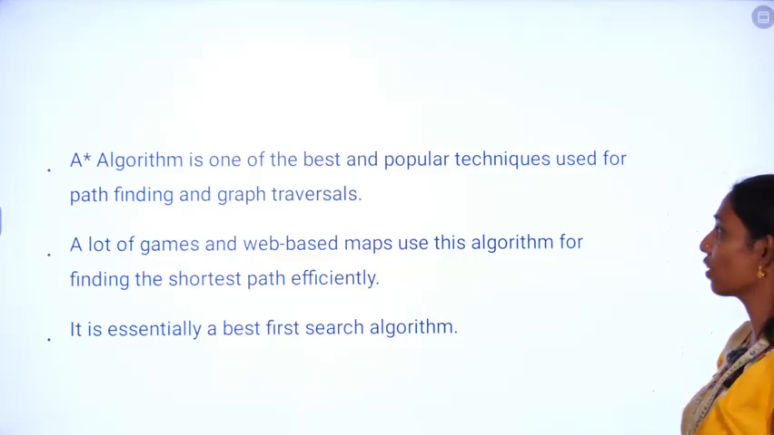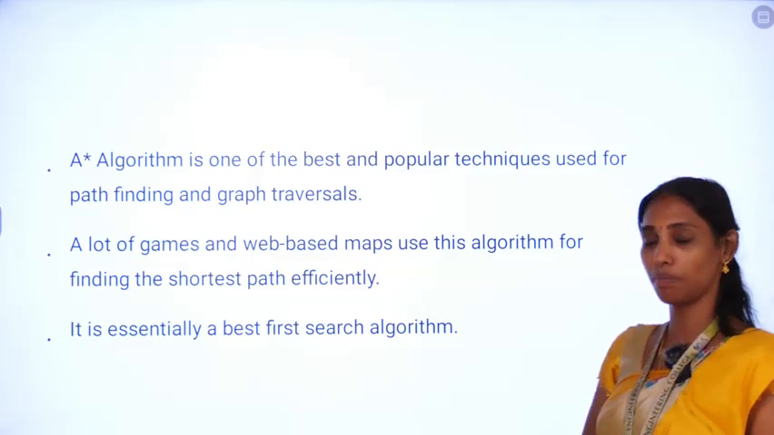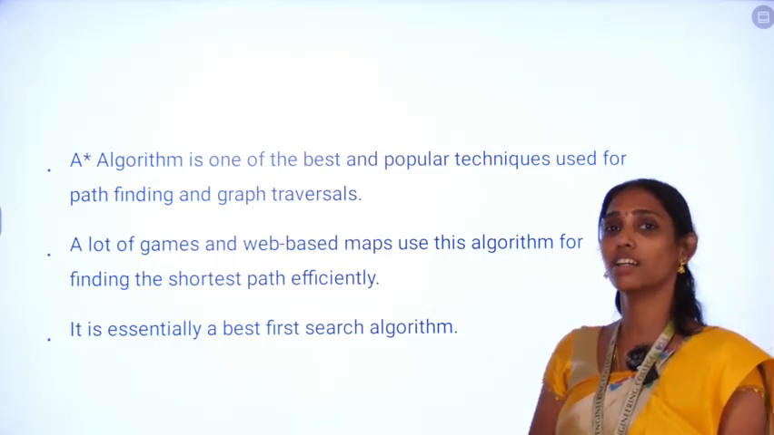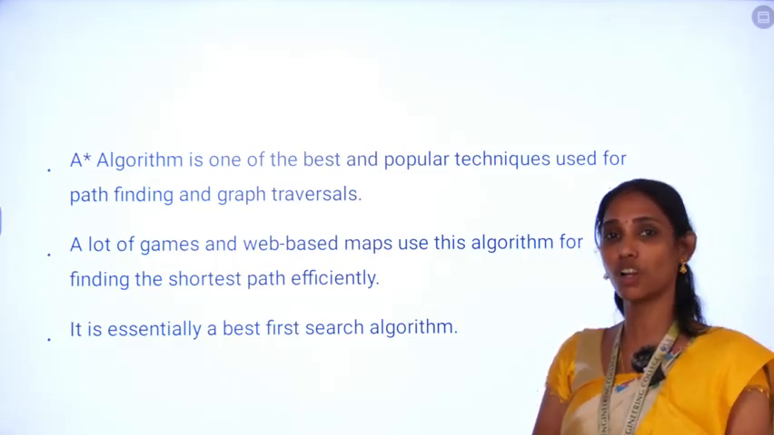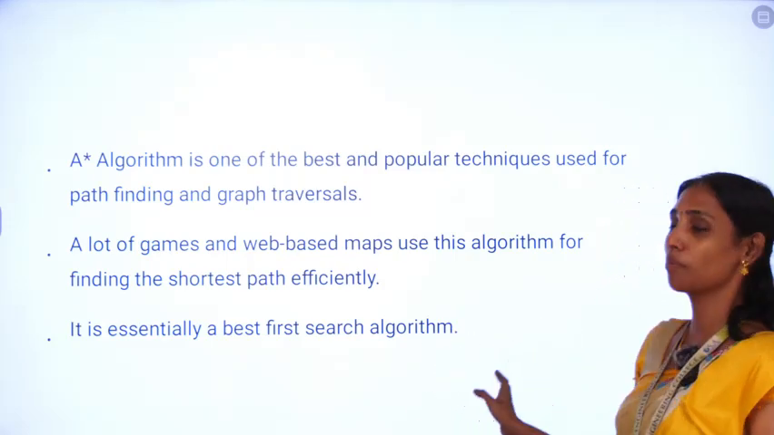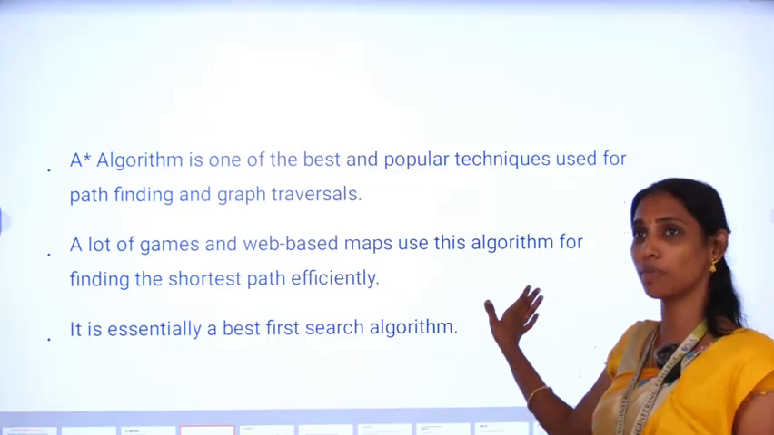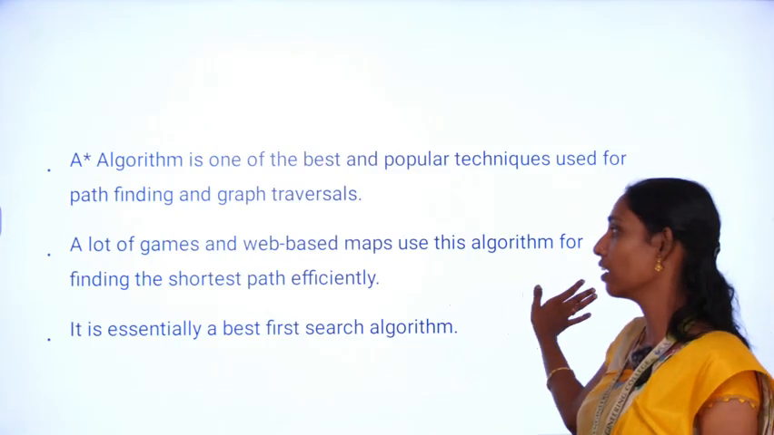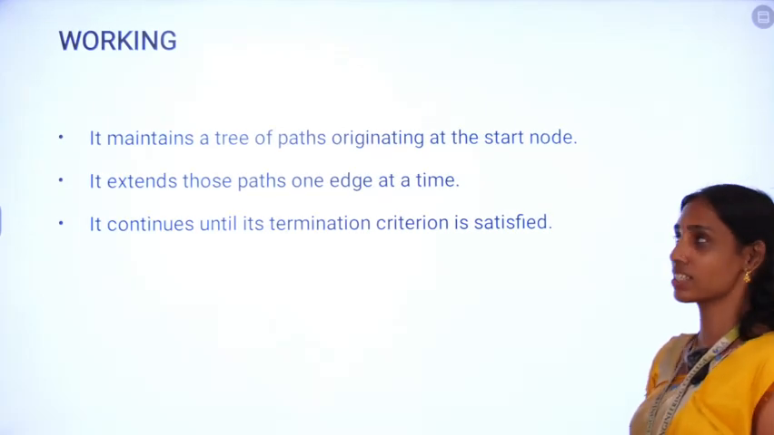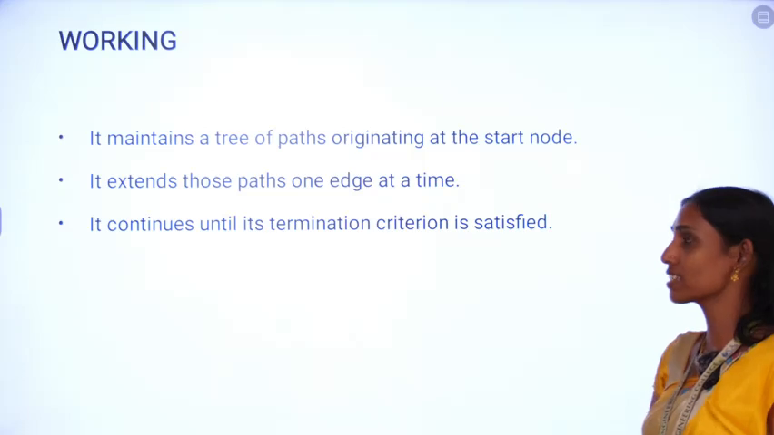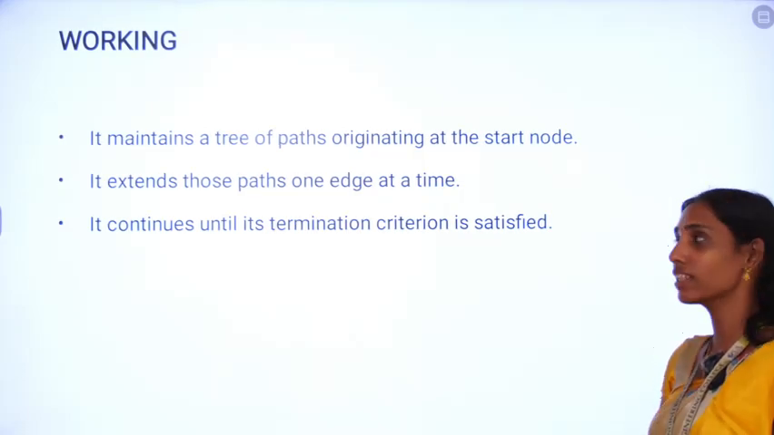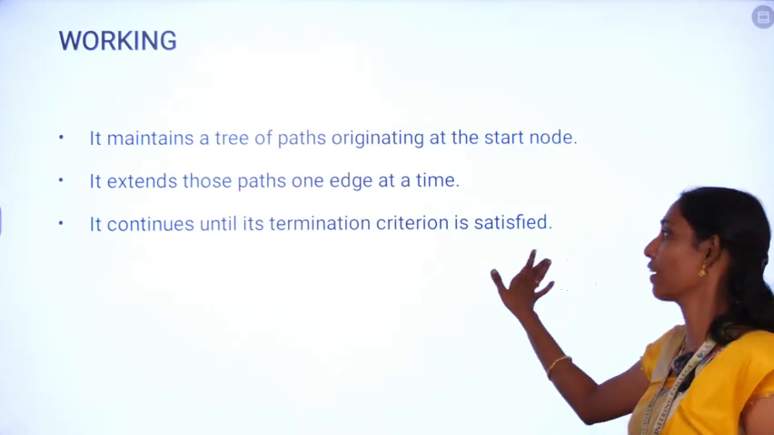We mostly use the A-star algorithm in games and also in GPS maps to find the shortest path as early as possible. So this plays a major role in all your two-dimensional games. It builds a tree of paths originating at the start node, and it extends its path one edge at a time. It continues until the termination condition is satisfied.